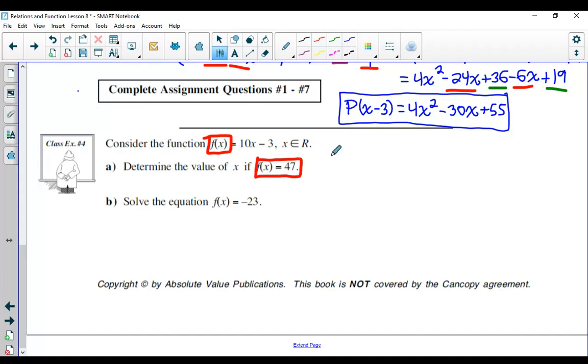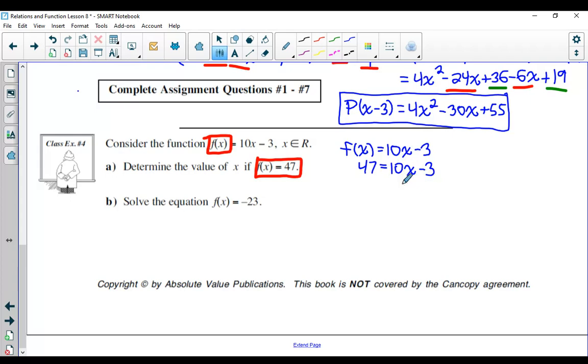Okay, so here's how this would work. Let's write down the function. So we have f of x is equal to 10x minus 3, but it says f of x is 47. So I'm actually going to replace the left-hand side here with 47. So I'm going to have 47, because f of x is 47, is 10x subtract 3.